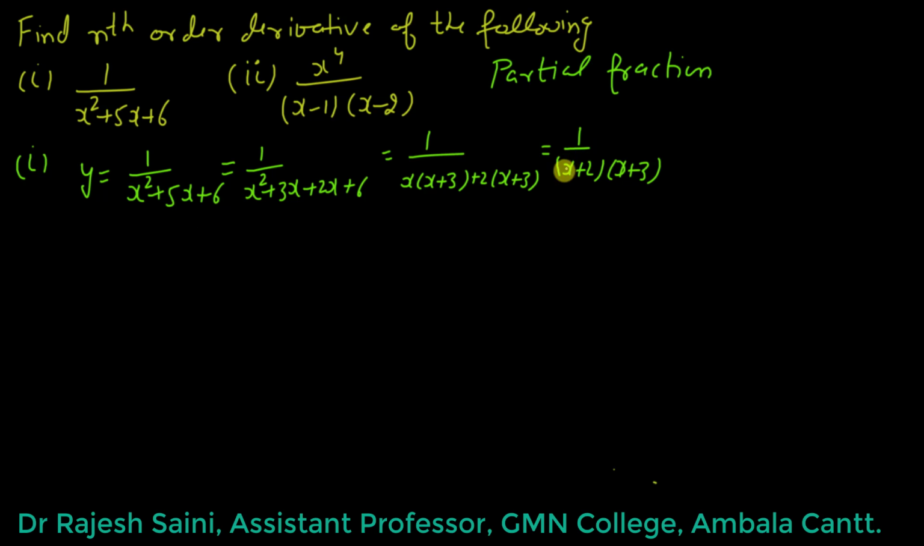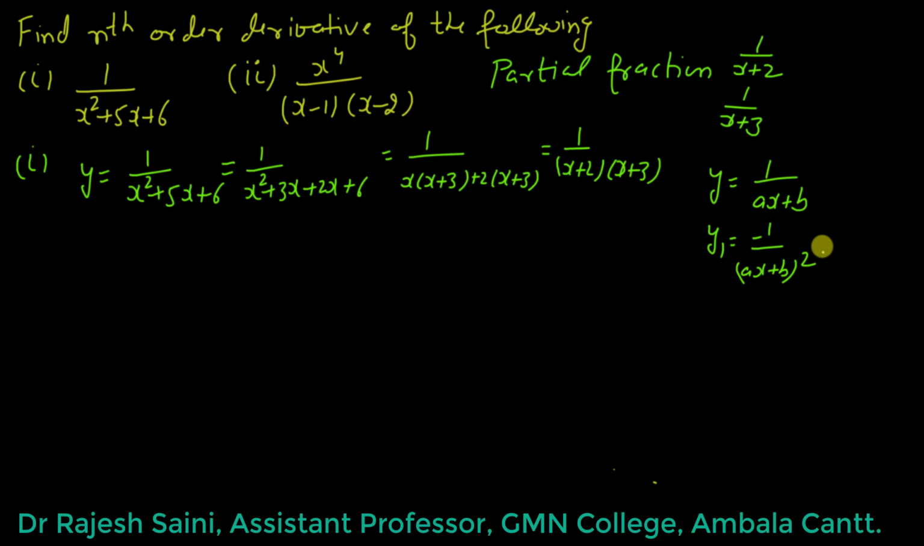We don't have the formula to find nth order derivative when there is product of two linear terms. Here instead of this, if it would have been only 1 by x plus 2 or 1 by x plus 3, we could have easily determined their nth order derivative with the help of the formula y is equal to 1 by ax plus b. How will you find its nth order derivative? You will differentiate one time. It will be minus 1 upon ax plus b.